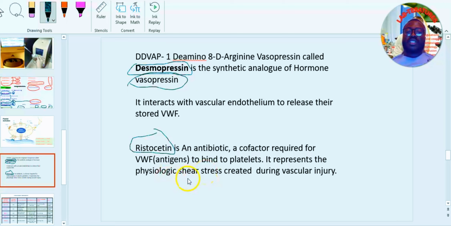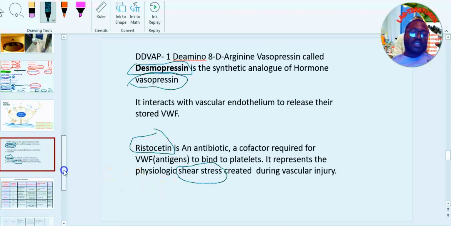It represents physiologic shear stress, as if platelet is passed under a pressure during a tissue injury. And that is how the ristocetin puts pressure on von Willebrand factor or antigens, and it leads into binding to platelets. And this is where clotting is initiated.